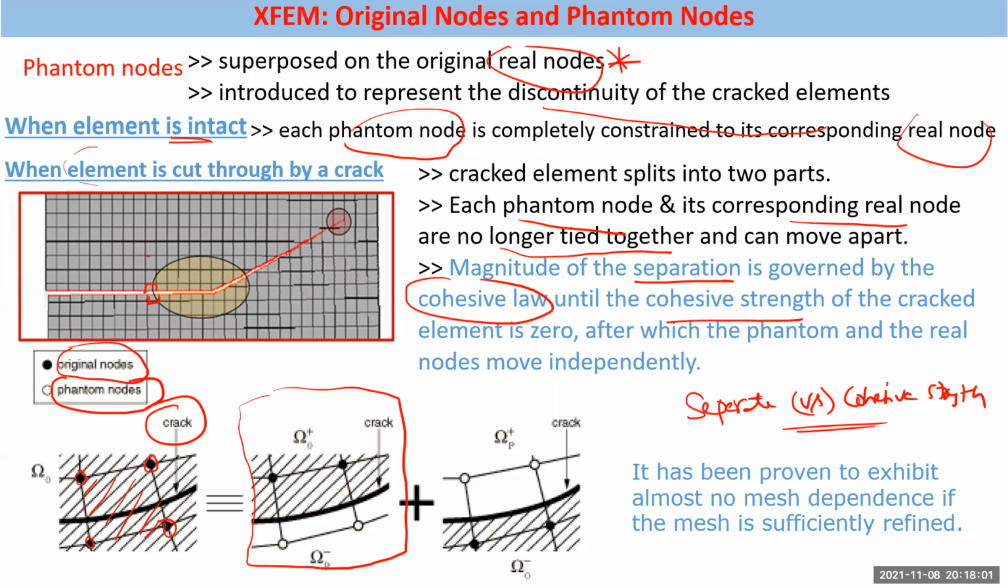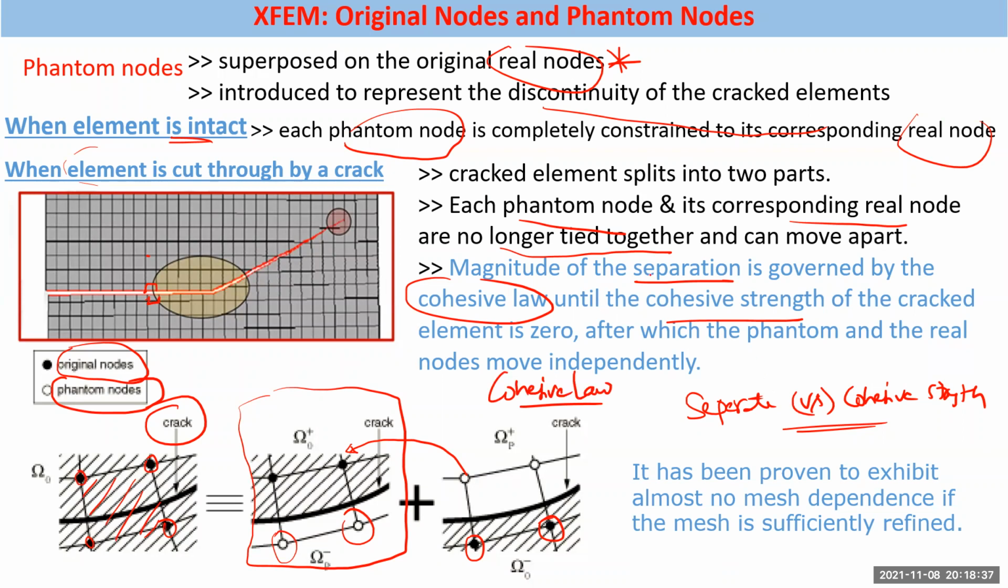They can move independently because of these phantom nodes. The phantom nodes are the open circles, without any filling. These were previously on top of these real nodes, overlapped on the top solid nodes. Now they can move separately, the phantom nodes and the real nodes, if the criteria given by the cohesive law is met.